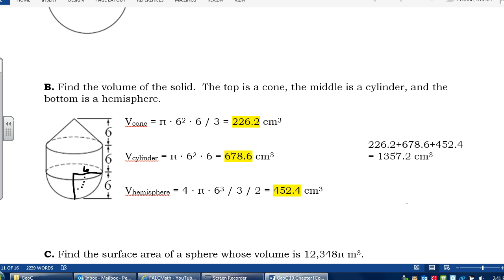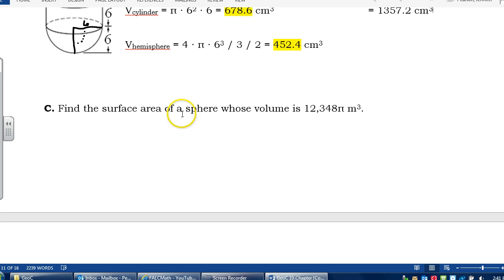The final example says find the surface area of a sphere whose volume is 12,348 pi cubic meters. So we'll have to take this volume, work our way backwards through the volume formula to find the radius, and then apply the radius in the surface area formula. So you have the formula up above. I am going to type it out so that I can see it on the screen at the same time.